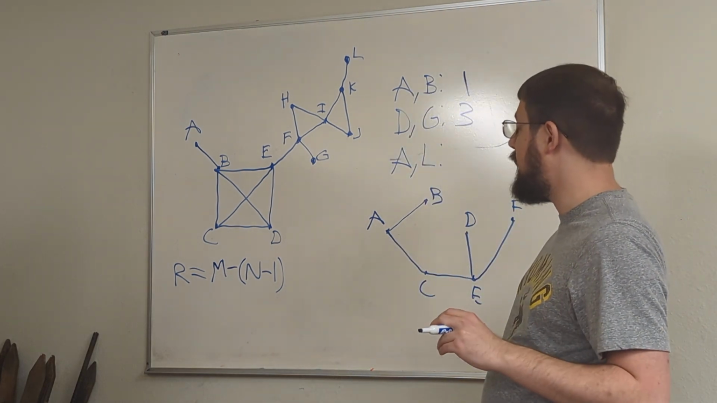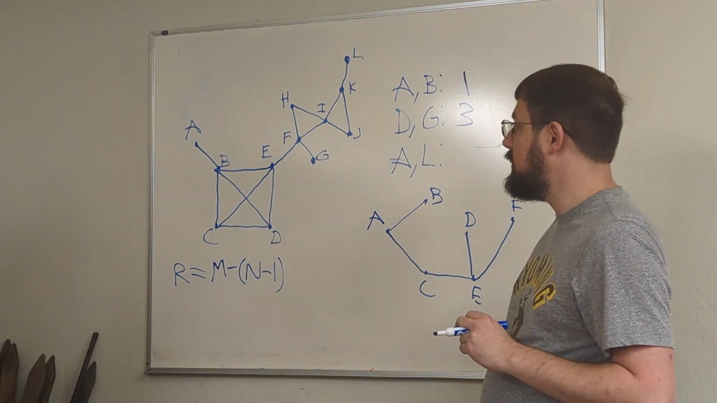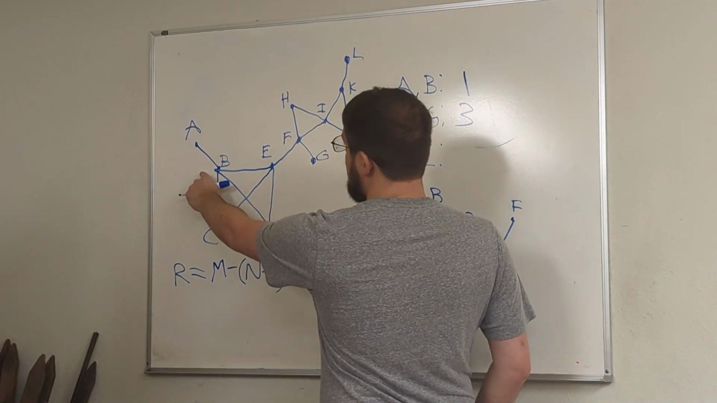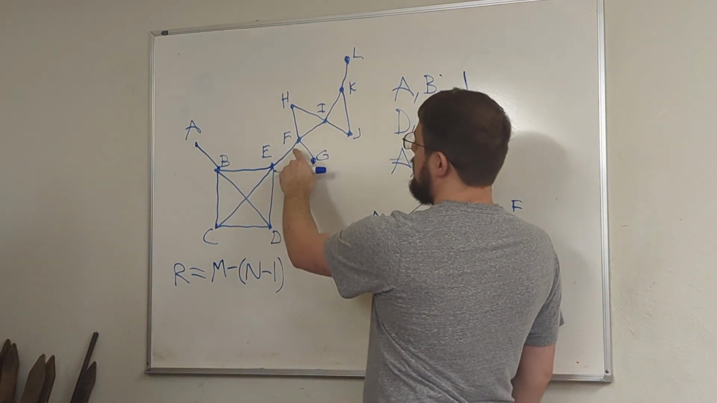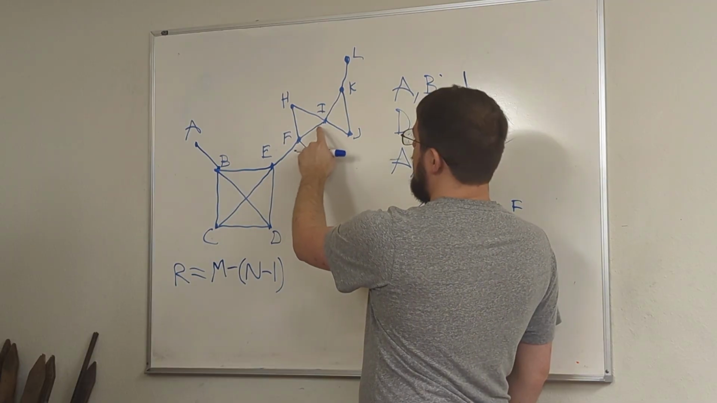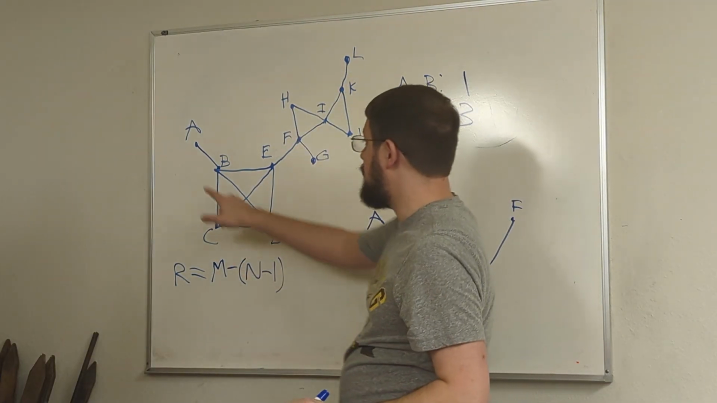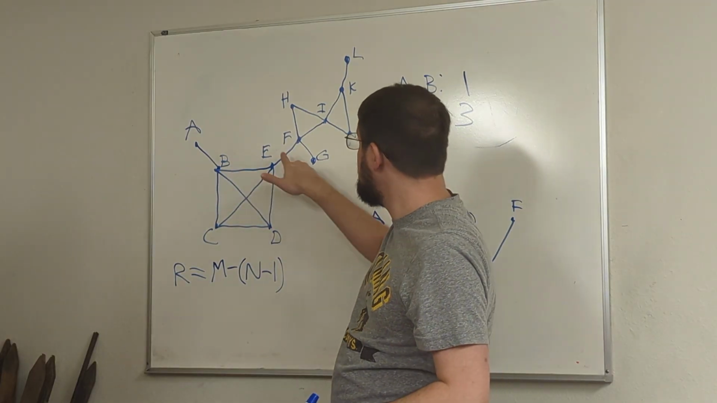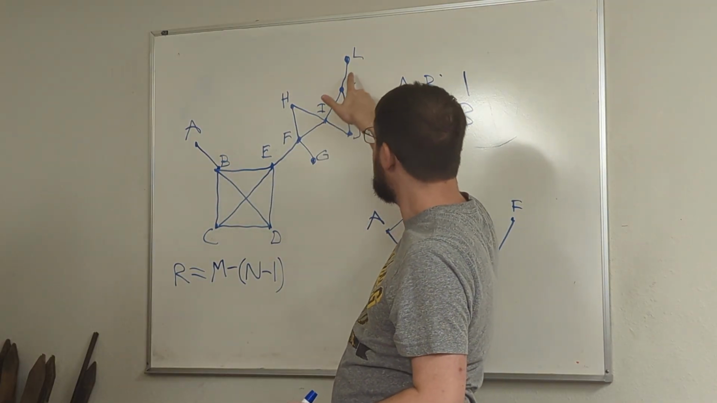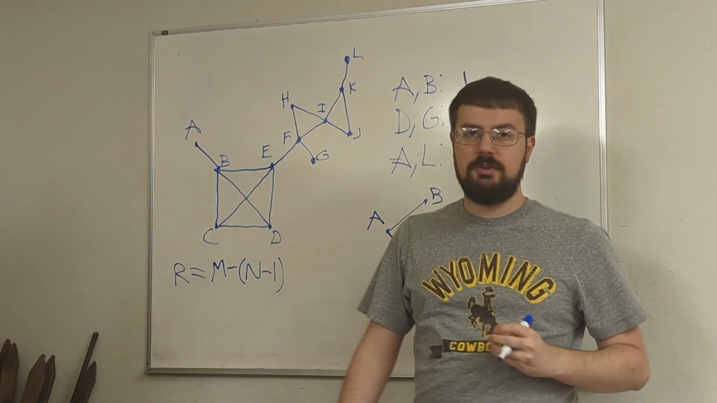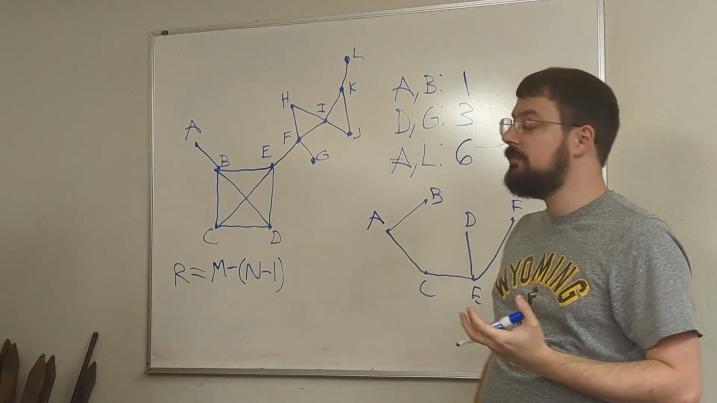The last one that we'll look at is from A to L. So the shortest path that we can take to get from A to L is going to be B, E, F, I, K, L. So we are taking 1, 2, 3, 4, 5, 6 edges. Therefore, we have 6 degrees of separation between A and L.